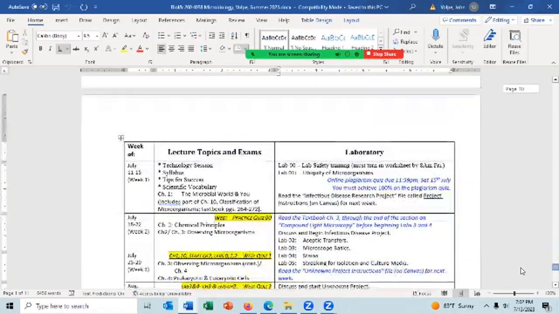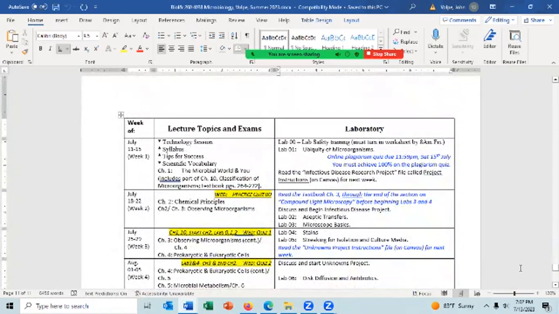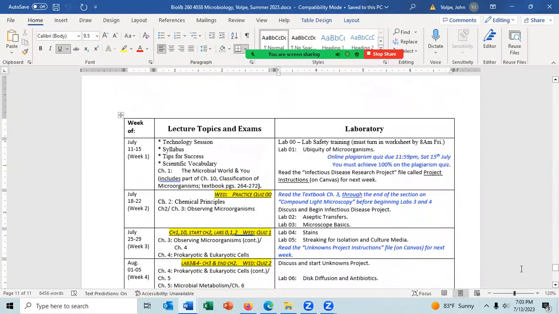We're doing Lab 01 today, the ubiquity of microorganisms. Remember, you need to take your online plagiarism quiz by 11:59 p.m. this Saturday. You shouldn't wait till the end, because if you have to take it over again, you may need a little bit of time to do that. You must achieve 100% on the plagiarism quiz, or you will get 0 on your infectious disease project. You should read about the infectious disease project in a file called Project Instructions in Campus on Canvas.